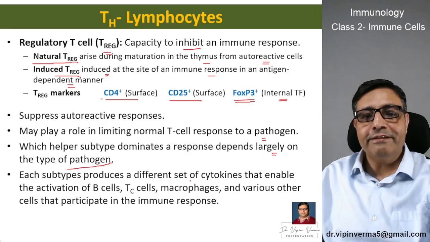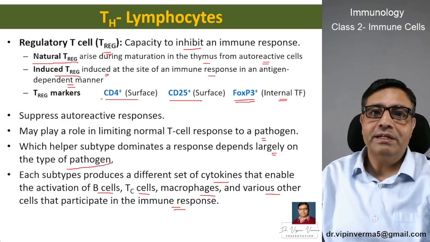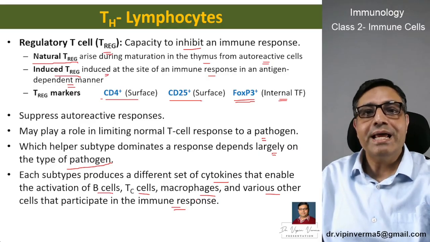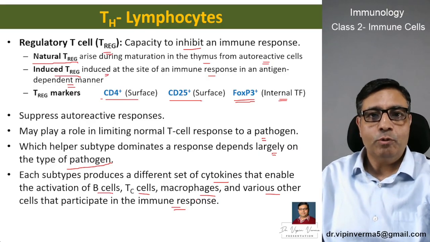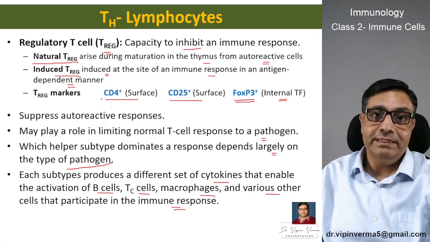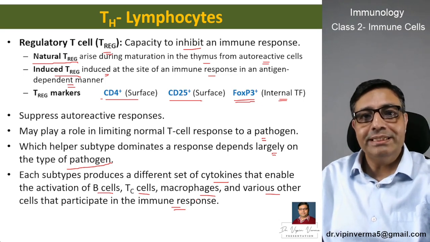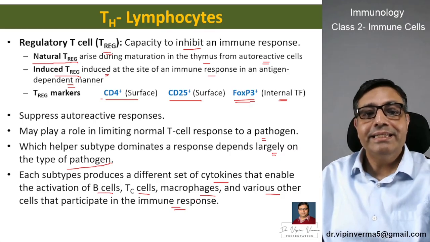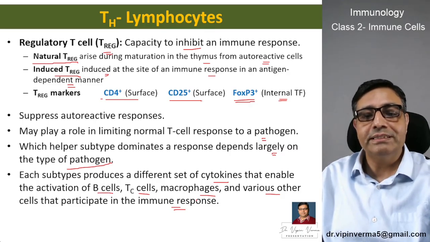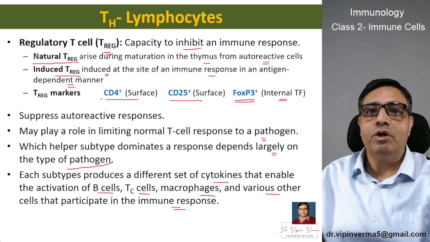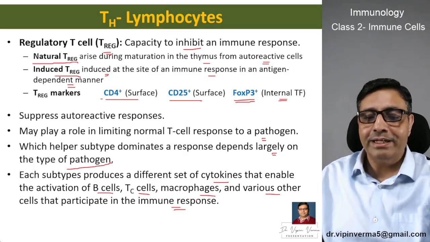Each subtype produces a different set of cytokines that enable the activation of B cells, TC cells, macrophages, and various other cells that participate in the immune response. Because the main function of the T helper cells is to help to induce the response. Now, what kind of response is induced depends on what kind of pathogen it is. And once the pathogen decides the response, then accordingly they induce the B cells or T cells or macrophages and various other cells in combination or independently, depending on what kind of situation it is.